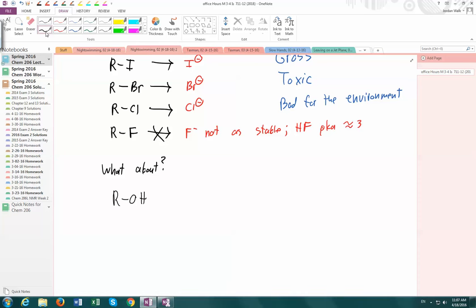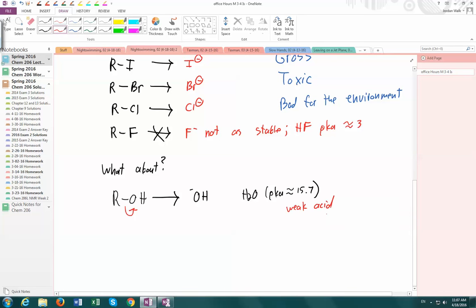What do you think? Is OH going to be a good leaving group? So is it the conjugate of a strong acid? Let's think about that. If it is going to be a good leaving group, we're going to form OH minus. Now, what's the conjugate acid of OH minus? It's H2O, and what's the pKa of H2O? It's about 15.7, and so clearly H2O is a weak acid.